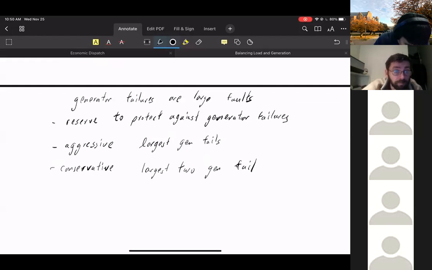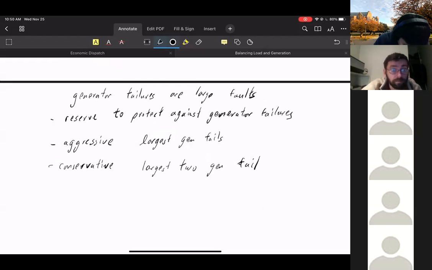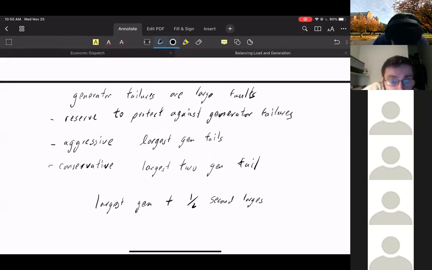What we do is we say we're going to protect against the largest generator plus half of the second largest. So a rule of thumb used in the US is this 1.5 rule. The largest generator will fail, and we're going to assume that half of the second largest generator will fail. We're going to buy this much, we're going to put in this much reserve for the system.